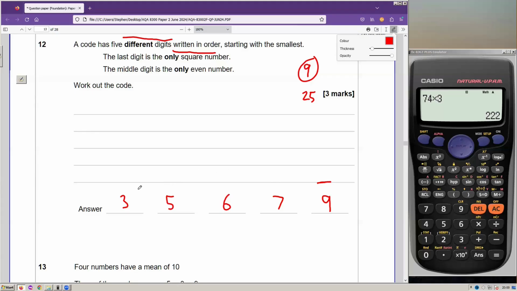2 would be even, so it can't be that. 1 would be a square number because 1 times 1 is 1. So this is the only way it could work. 3, 5, 6, 7, and 9. Okay, I think that's it. Hope the reasoning worked out.